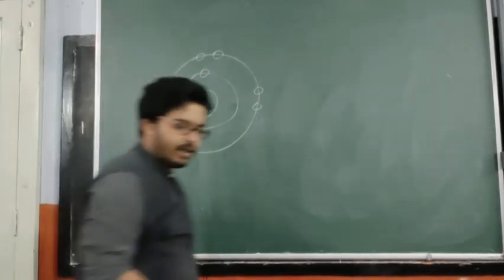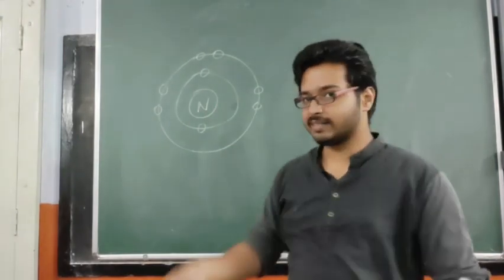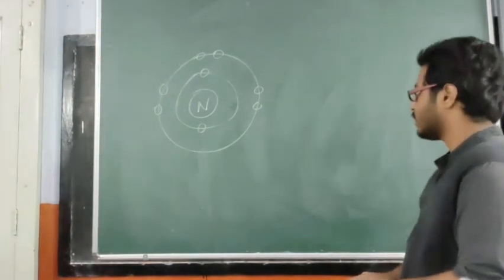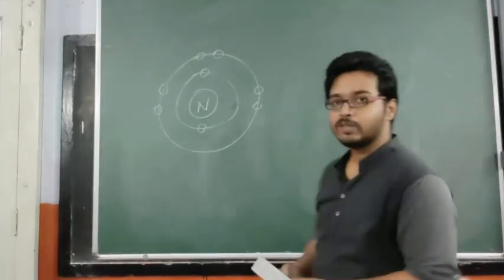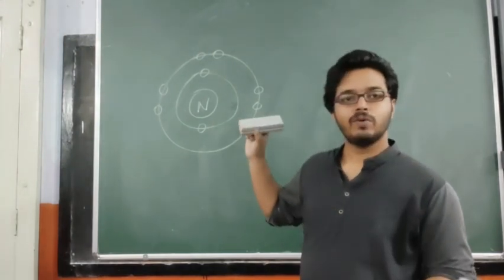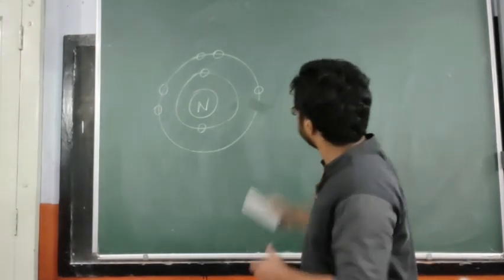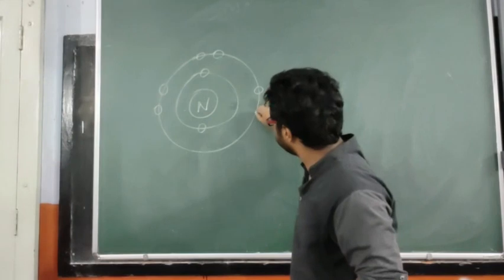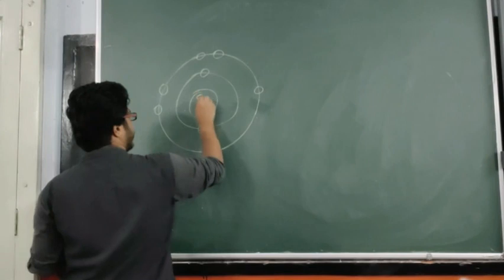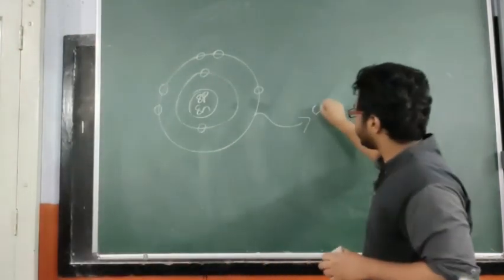Just consider one of these atoms: nucleus, 2 shells and 8 electrons. I think, oxygen. Now, suppose I am going to remove one electron from this element. I will write the number of protons and neutrons also: 8 protons, 8 neutrons. I remove one electron from here.